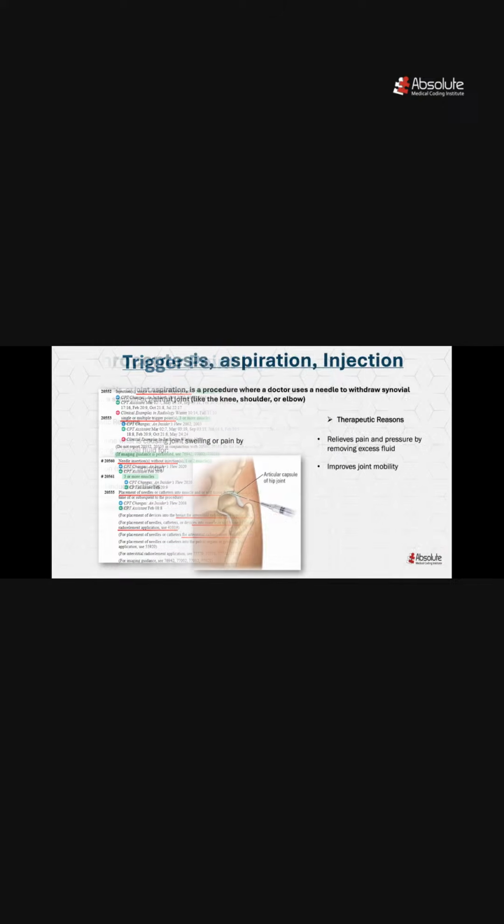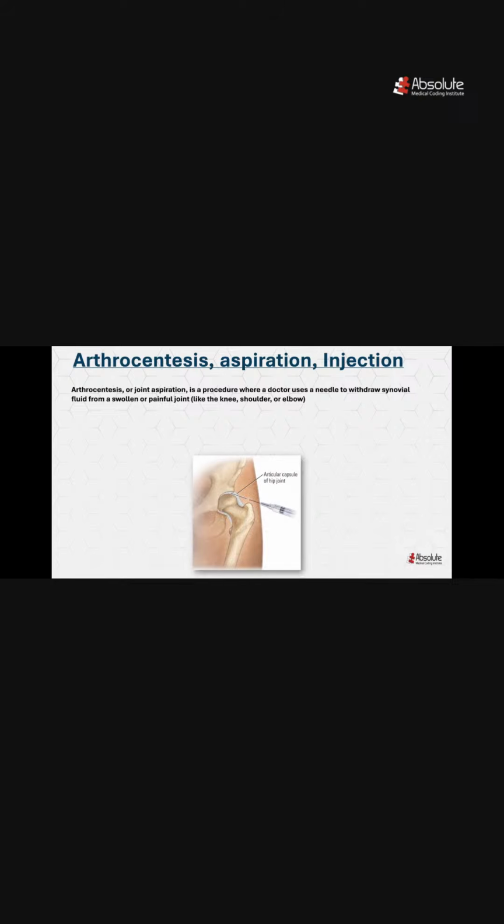Okay, now let's move on to the next important codes under the introduction and injection series. They are arthrocentesis codes, arthrocentesis aspiration or injection codes. Now, let's talk about arthrocentesis. It is also known as a joint aspiration. So, arthrocentesis is a procedure where the physician uses a needle to enter a joint and withdraw the synovial fluid. So this is usually done in a swollen or painful joint such as knee, shoulder, or elbow.